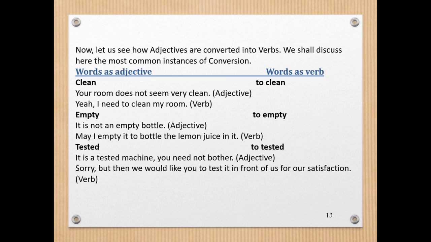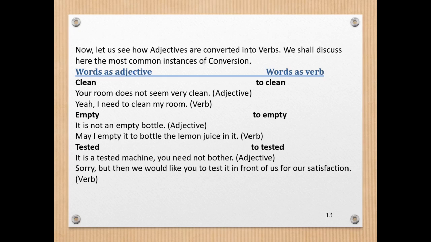But what does the customer say? Sorry, but then we would like you to test it in front of us for our satisfaction. This is a very common scene that you may see in the shop of electronics or electricals, or any shop for that matter. If you are buying some electronic gadget, you would like it to be tested in front of you so that you are assured that it is working properly. To test: when you are using "to", that means you are confirmed that it's a verb. We would like to test it in front of us for our satisfaction. You are using it here as a verb.